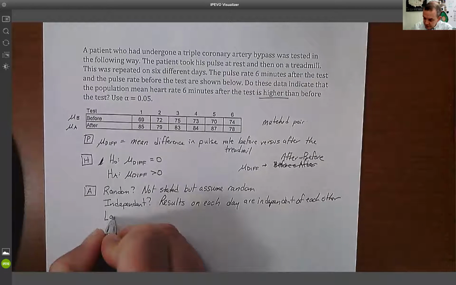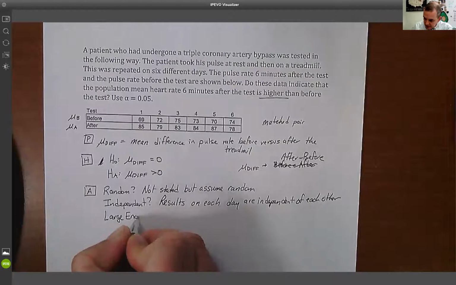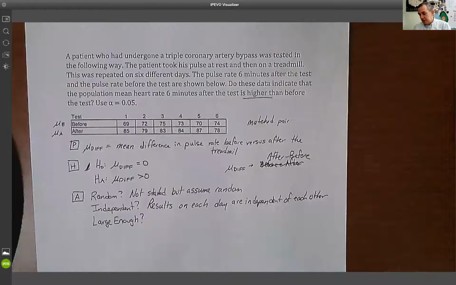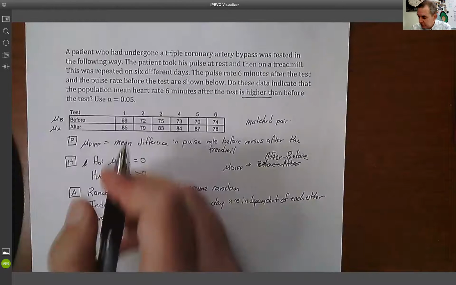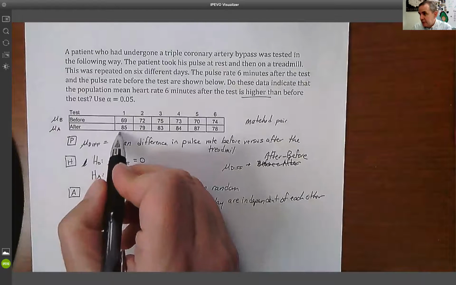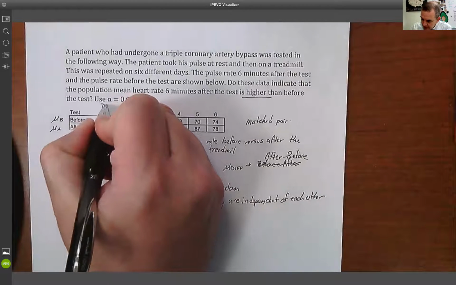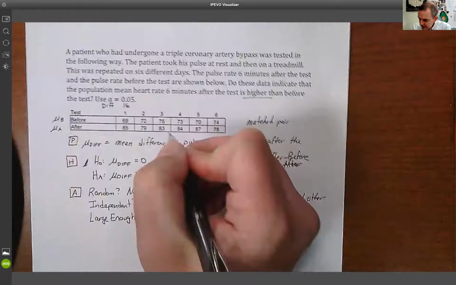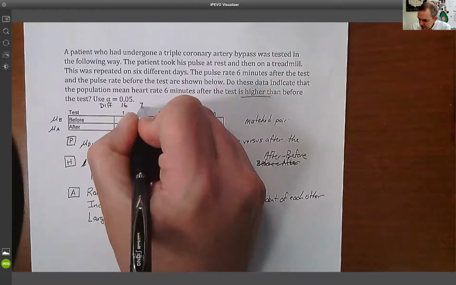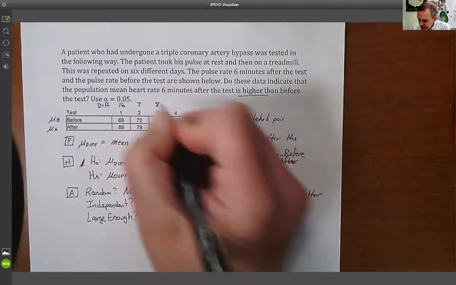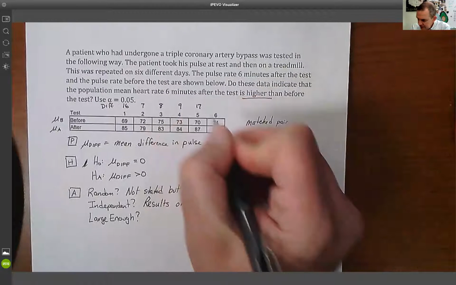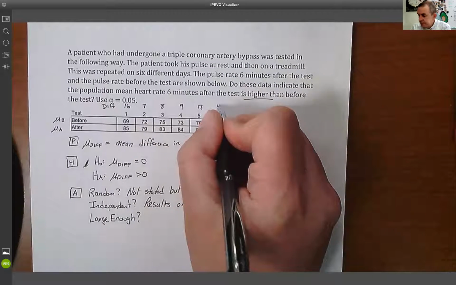Okay, and then large enough. Here is the deal. I only have 6. So I got to look at something visually. So what I'm going to do is, this is a small sample size. I'm going to look at the difference between after minus before. So if we think about the difference here, 85 minus 69 is 16. 79 minus 72 is 7. 83 minus 75 is 8. 84 minus 73 is 9. 87 minus 70 is 17. 78 minus 74 is 4.